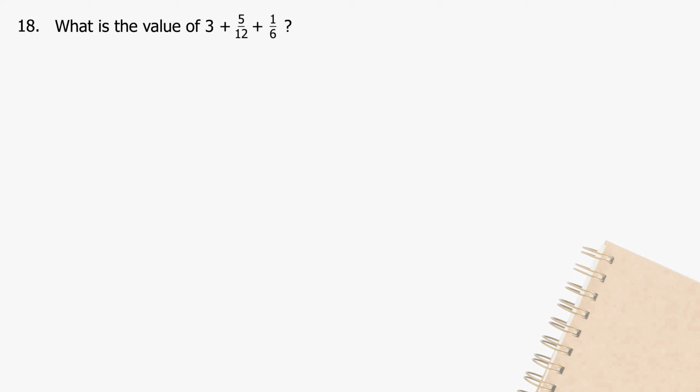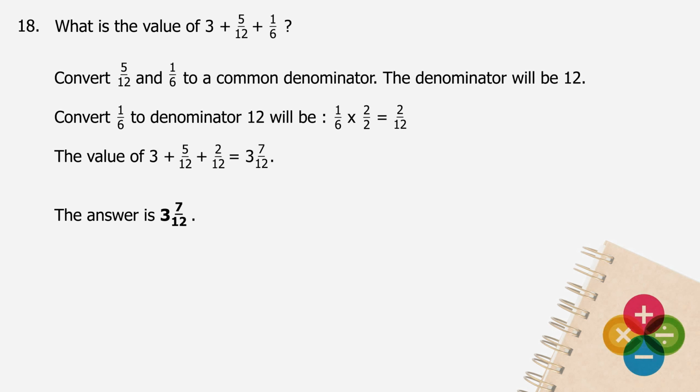Question 18. What is the value of 3 plus 5 over 12 plus 1 over 6? Convert 5 over 12 and 1 over 6 to a common denominator. The denominator will be 12. Convert 1 over 6 to denominator 12: multiply 1 over 6 by 2, and the product is 2 over 12. The value of 3 plus 5 over 12 plus 2 over 12 will be 3 and 7 over 12. The answer is 3 and 7 over 12.